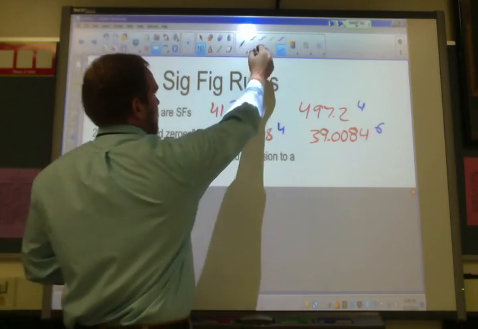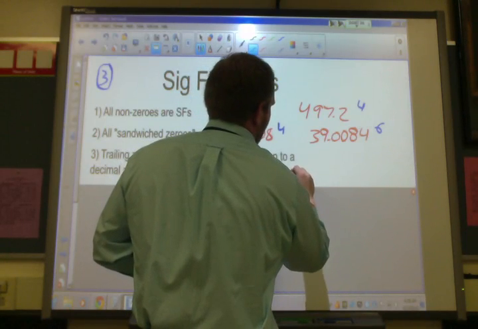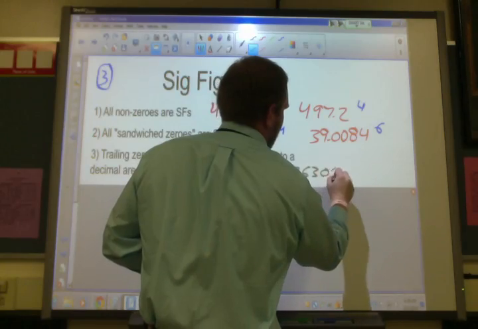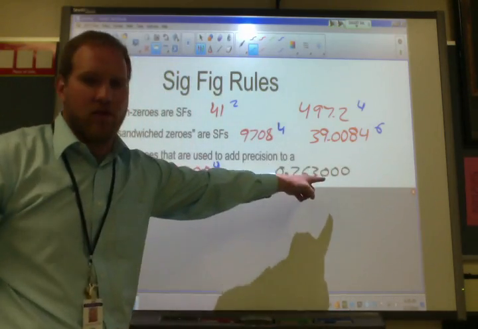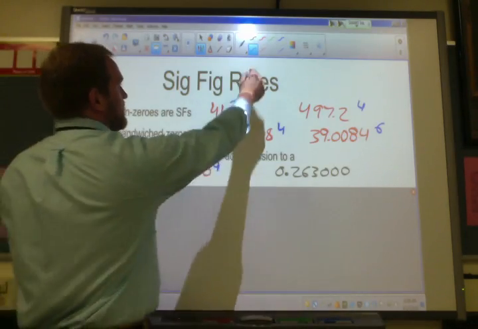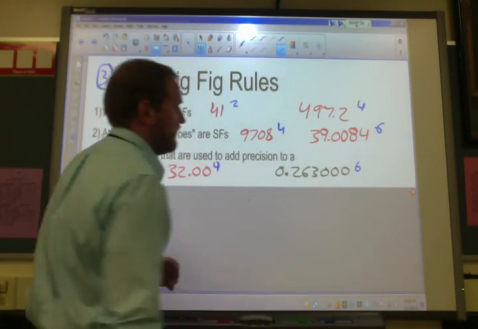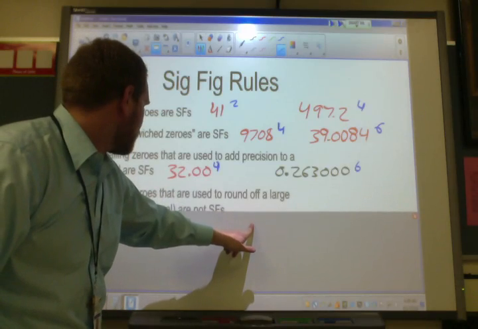Okay. If you have something like 0.263000, these zeros count. They matter. In math class they wouldn't, but here in chemistry they do. So 1, 2, 3, 4, 5, 6 sig figs. Next rule.